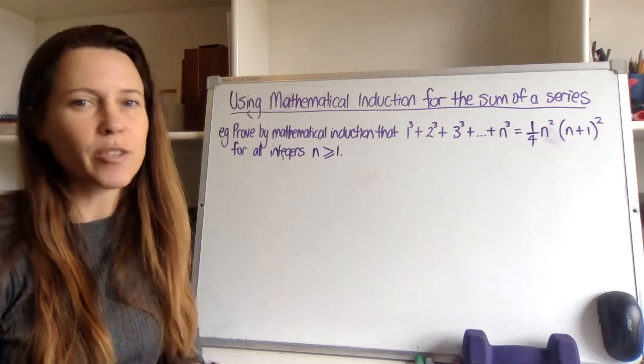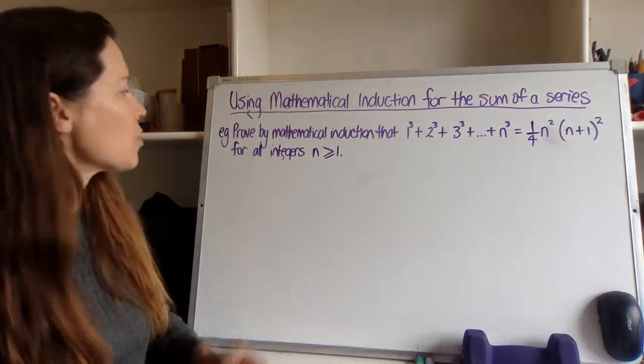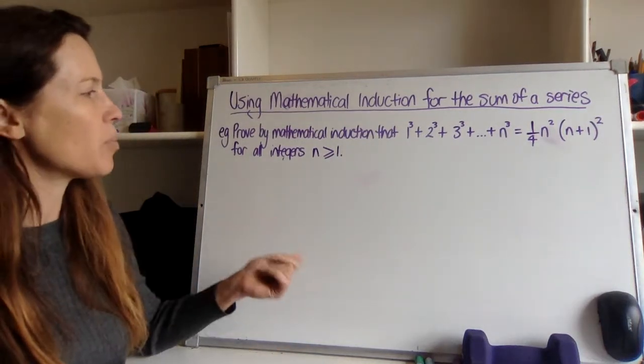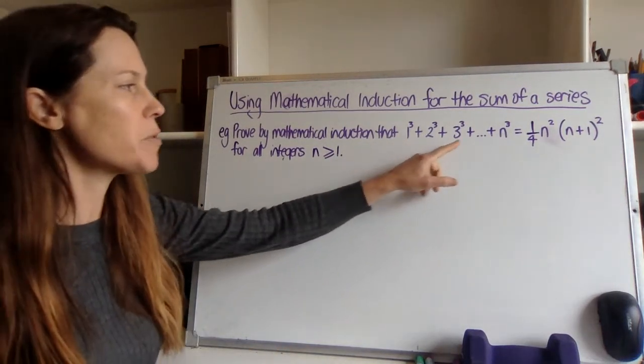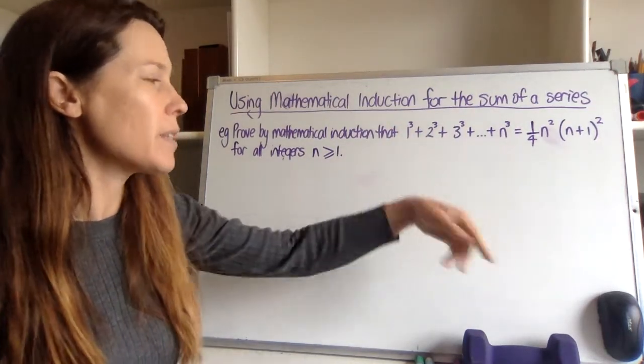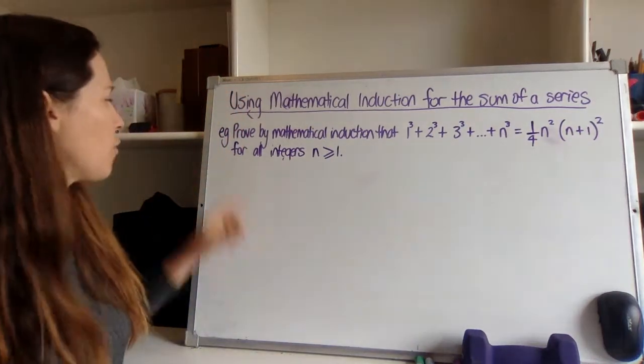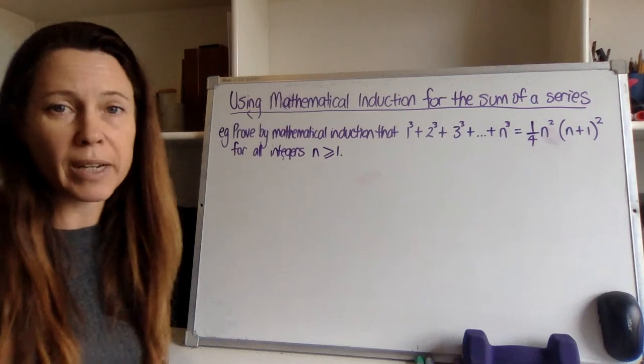Now let's have a go at using mathematical induction to prove the sum of a series. And we're going to dive straight into an example where we need to prove that 1 cubed plus 2 cubed plus 3 cubed plus any number of integers cubed up to n cubed is equal to a quarter n squared, n plus 1 all squared, for all integers greater than or equal to 1.